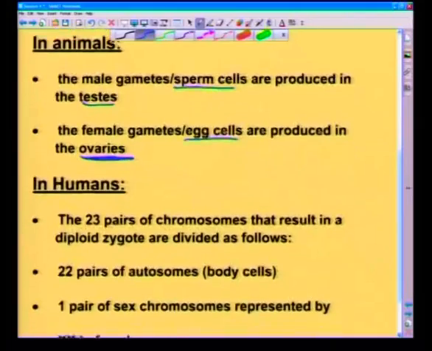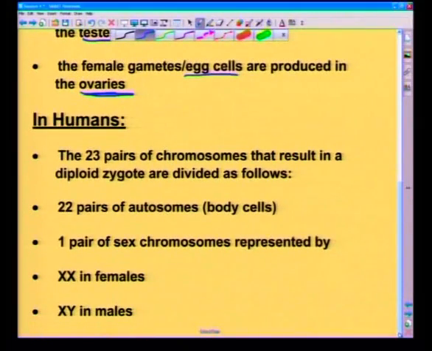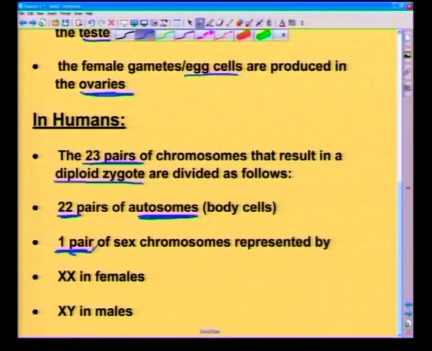Now people, quite important here, the 23 pairs of chromosomes in humans result in a diploid zygote. So it divides as follows: 22 pairs of autosomes, which result in your somatic cells or your body cells. And then we have 1 pair of sex chromosomes, and we've already said this. In the male, we have XY, and in the females, we have XX. All right? Quite important. You must know that.